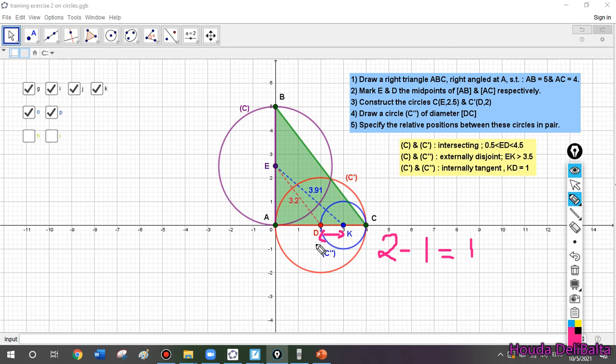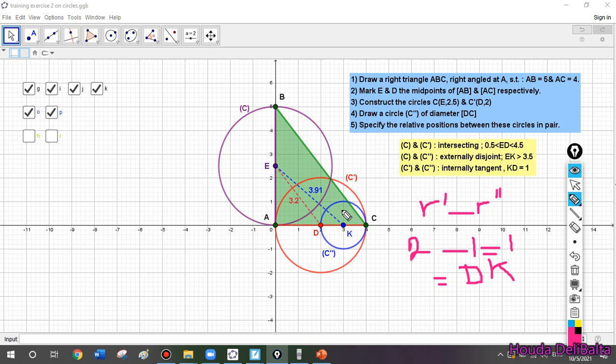And the justification is because the distance between the centers, we can say DK or KD, whatever, is exactly equal to r prime minus r double prime. Sorry, we should write that the distance between them is the bigger radius, which is r prime, minus r double prime. That difference, which is 2 minus 1, is equal to 1, which is exactly equal to the distance between the centers. Okay?